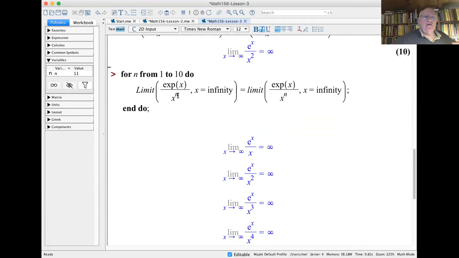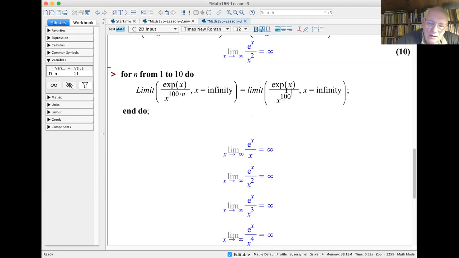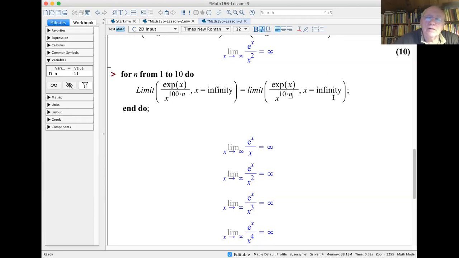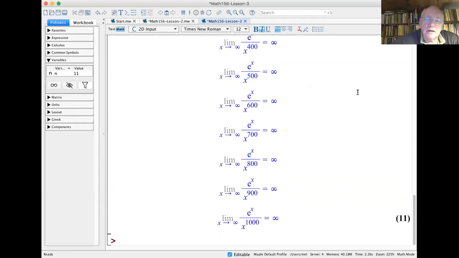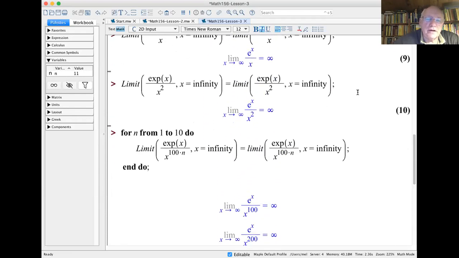Suppose I made this even higher. Suppose instead of n, let's make this an exponent, maybe 100 times n. So these exponents are 100, 200, 300, up to 1,000. Wow. It's still infinity. It's very nice. And this is a nice example of using a limit just to see something that is going on in calculus.